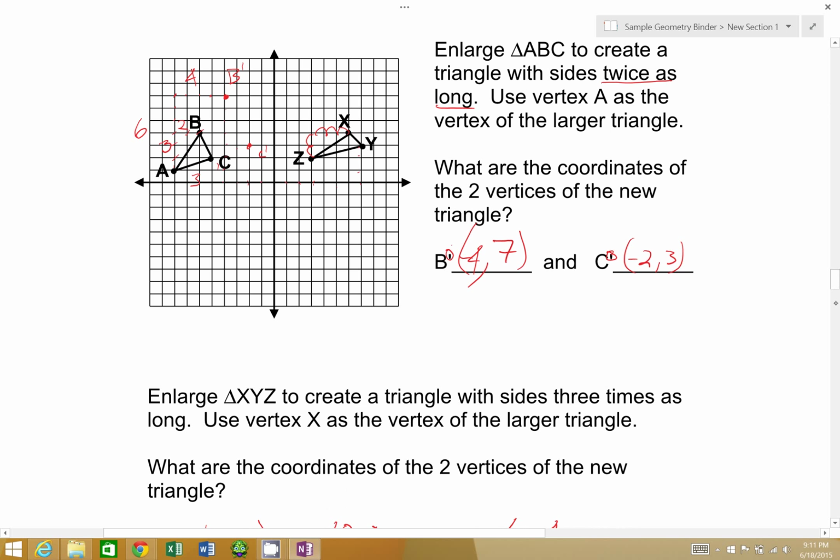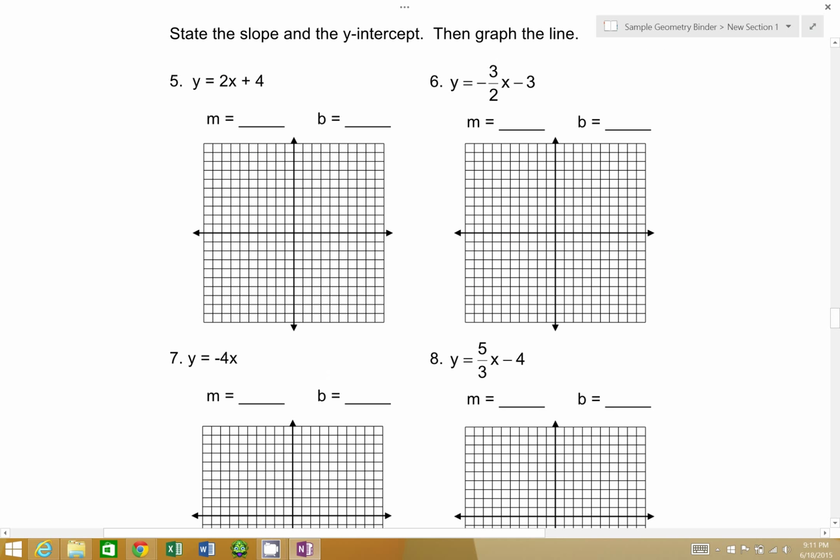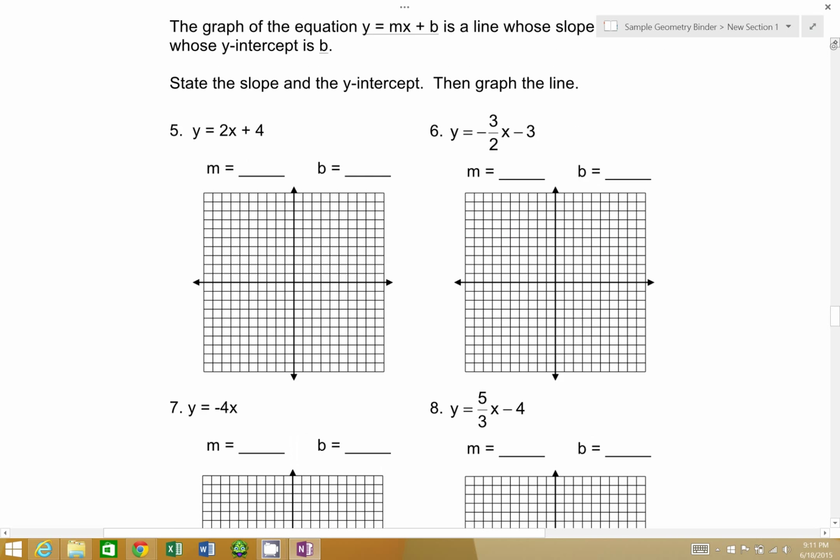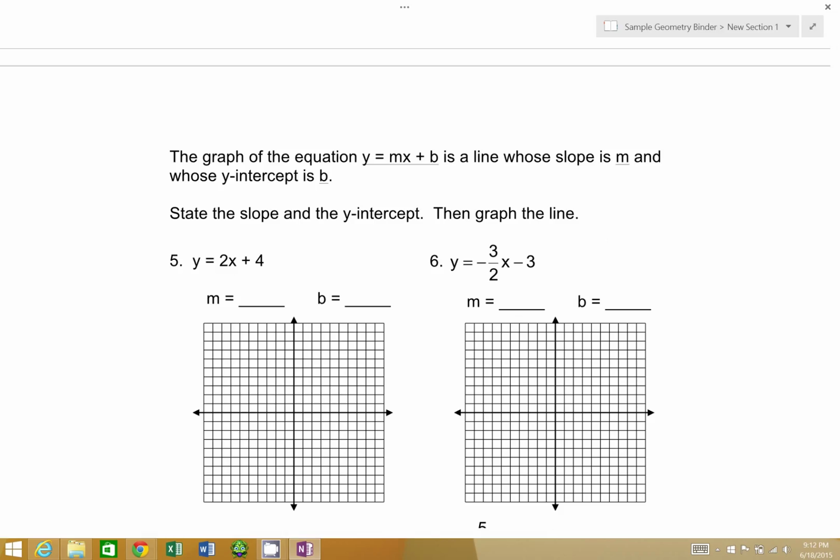Okay. So state the slope. The graph of the equation y equals mx plus b is a line whose slope is m and the y-intercept is b. So the slope is 2 here, and the y-intercept is 4. Basically, slope is your rise over run, as we discussed, and b is your y-intercept. It is the place where your line crosses through the y-axis. I'm shading it red.